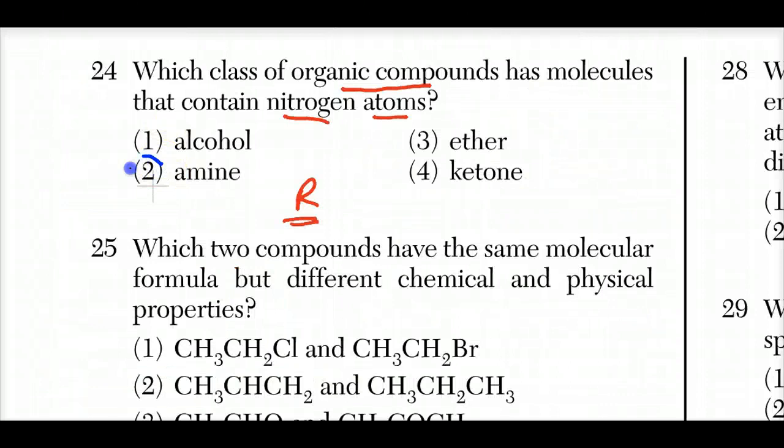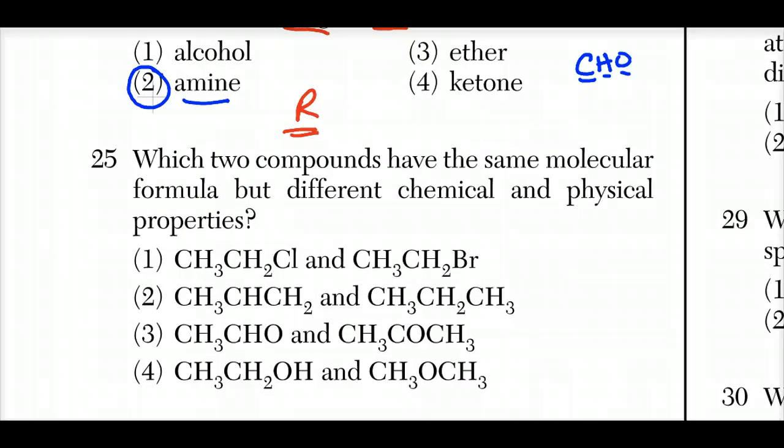And choice 2 is the amine. Okay, alcohols, ethers, and ketones have carbon, hydrogen, and oxygen in their compounds, but no nitrogen. 24 is 2.